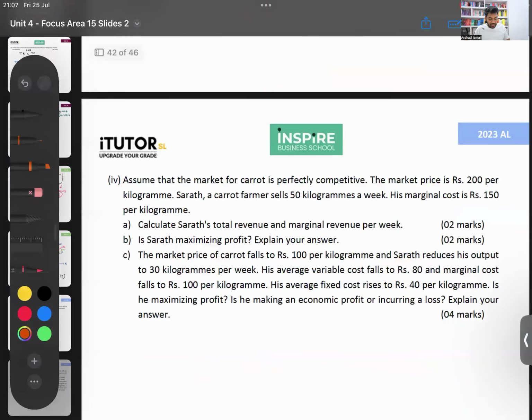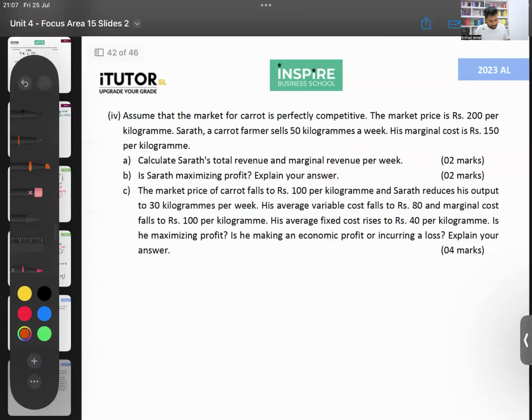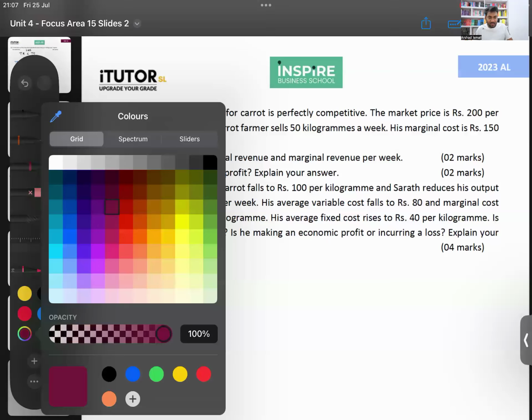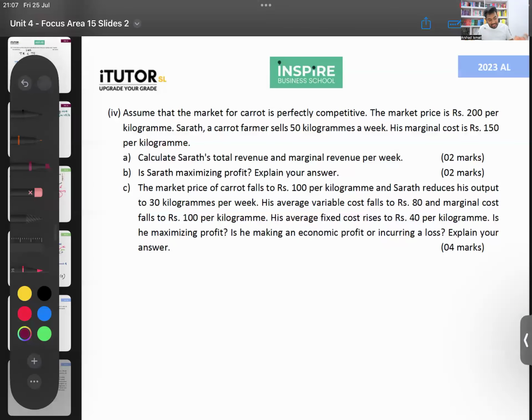There's another one. Look at this. Okay. Same calculation, right? Instead of just giving you the numbers in a table, they give you this. Assume that the market for carrot is perfectly competitive. Market price is 200. Sarat, the carrot farmer, is selling 50 kilos of carrot. His marginal cost is 150. Calculate Sarat's total revenue and marginal revenue per week.